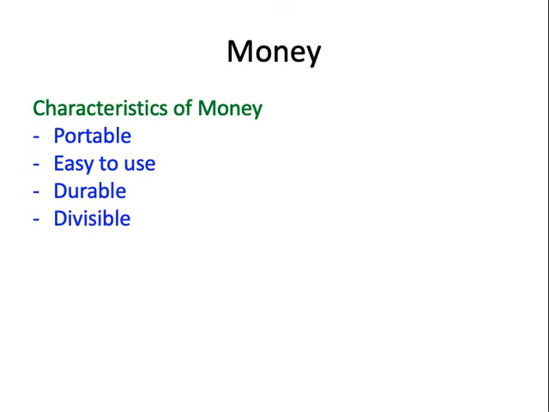It needs to be divisible, right? We can't just be walking around with $100 bills. We need different currency amounts, right? A $1 coin, a $2 coin, a $5 bill, a $10 bill, a quarter, a dime, a nickel. And previously we had pennies. Pennies are now gone, right?